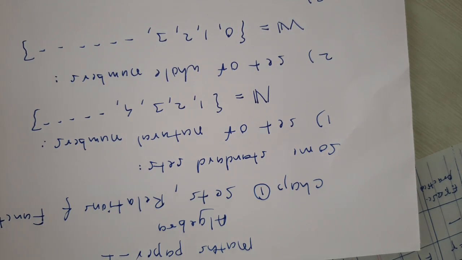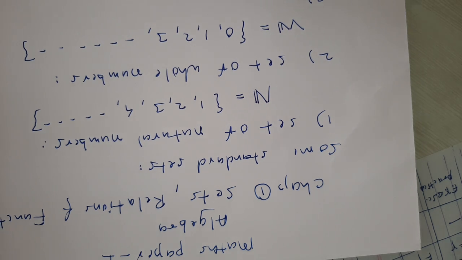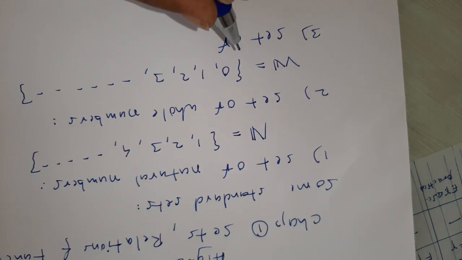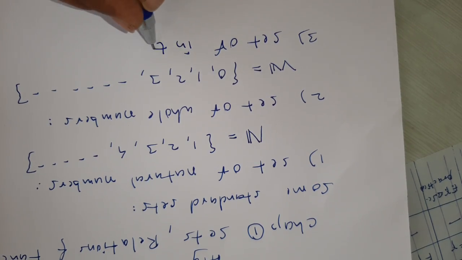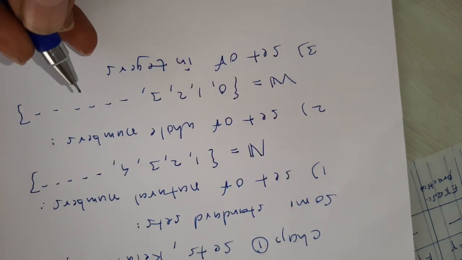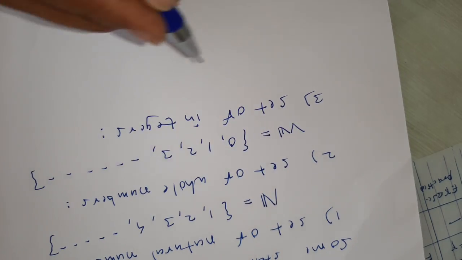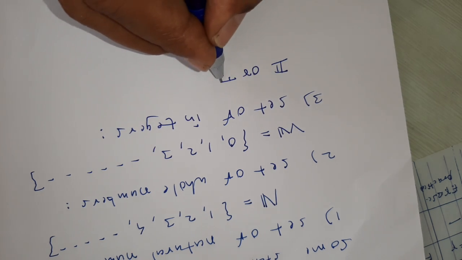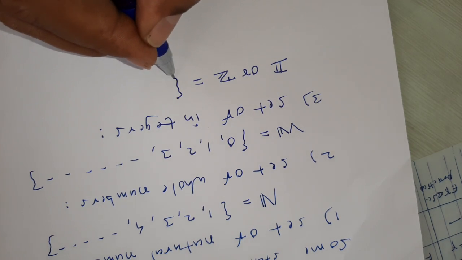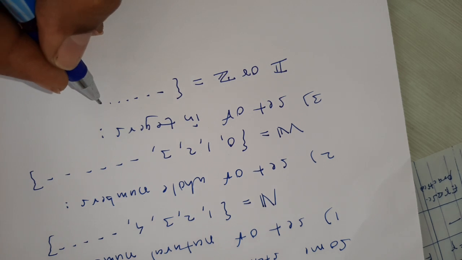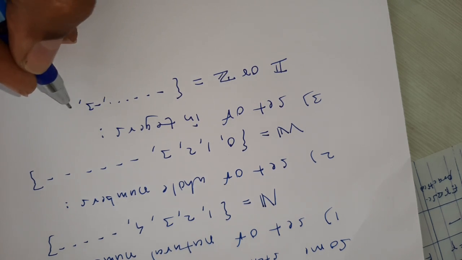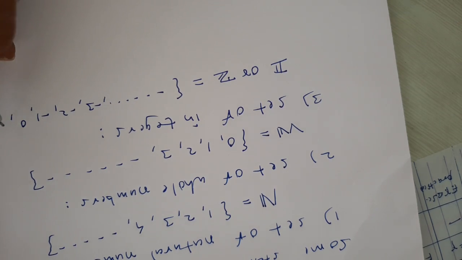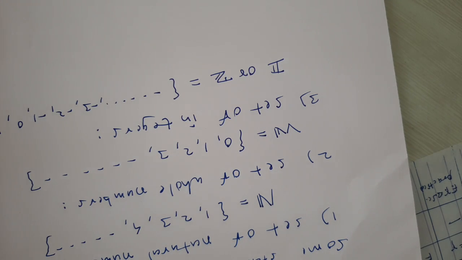Number 3, the set of integers, and this set is denoted by notation capital I or capital Z, and this set contains elements from minus infinity to minus 3, minus 2, minus 1, 0, 1, 2, 3 up to infinity. This is the set of integers.